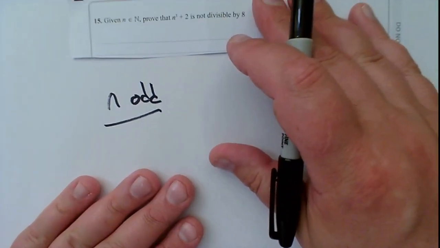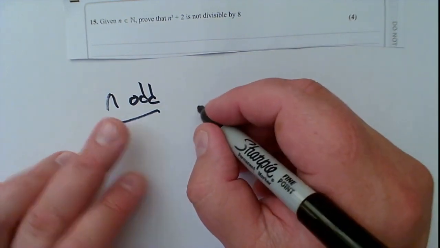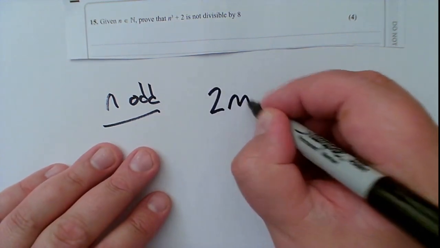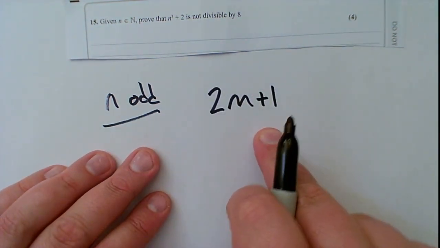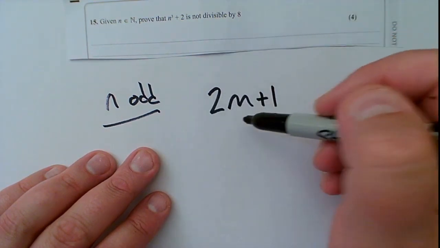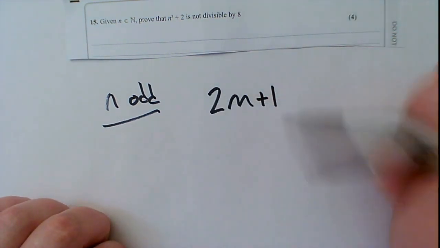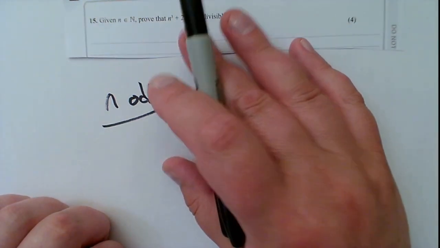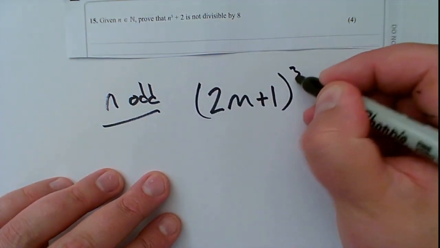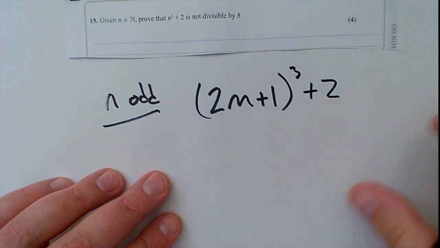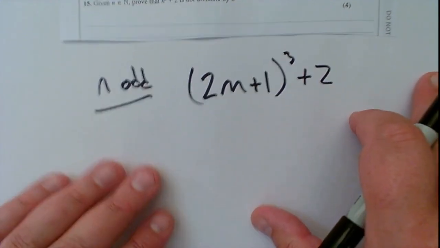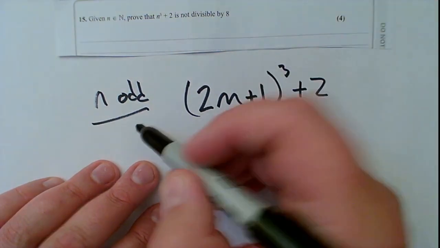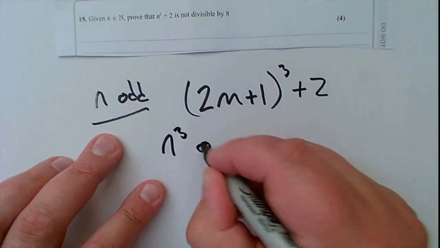If you're unsure how to tackle this, if n is odd, then there must exist some m, which is also an integer, such that n is equal to 2m plus 1. That's what n could be written as. And instead of saying n cubed plus 2, just substitute that in. You could actually expand the whole thing and show very clearly that what you get is also odd. In this particular case, if n is odd, n cubed is also odd.